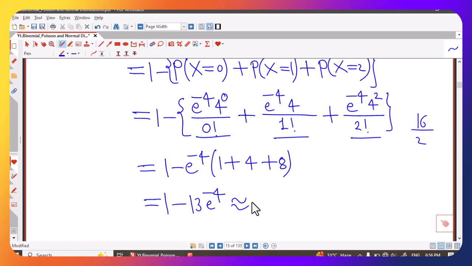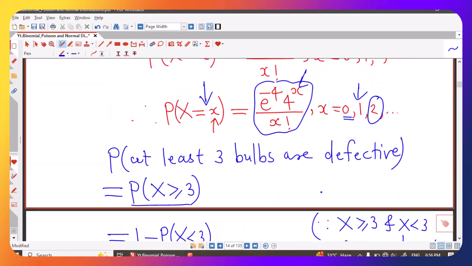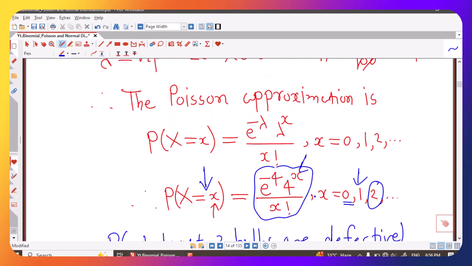Using a scientific calculator you can find the value of e to the power x, and if you take x equal to minus 4 using a scientific calculator, you will obtain 0.7618, and this is the probability that at least 3 bulbs are defective.